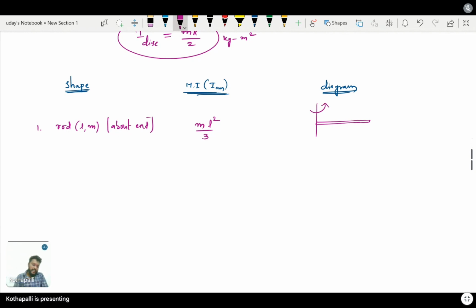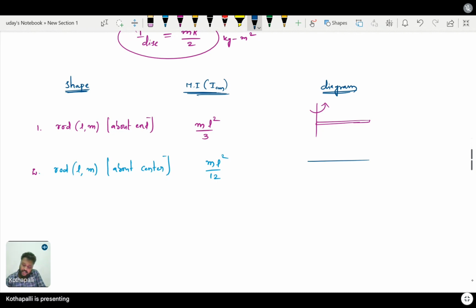Yes, like this. Next, the second formula I'll take for the same case of a rod of length L, mass M, about the center. The formula we know, which is ML square by 12, about the center of mass axis. So it looks like this.